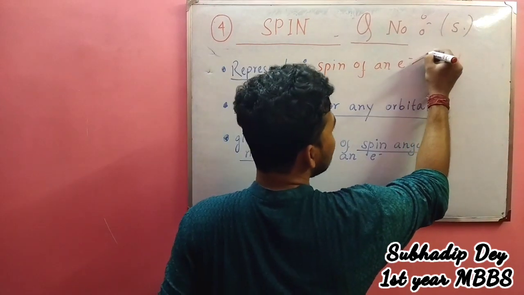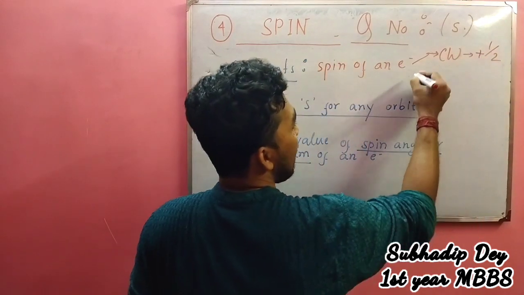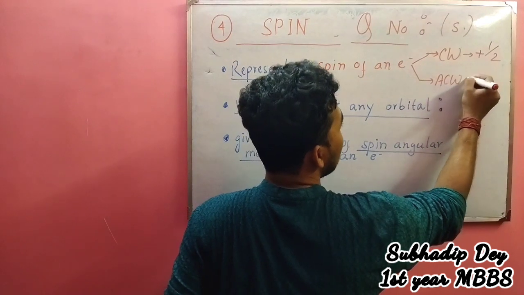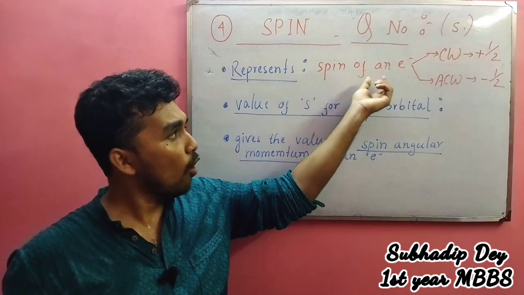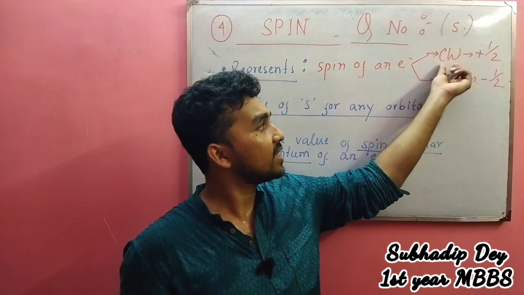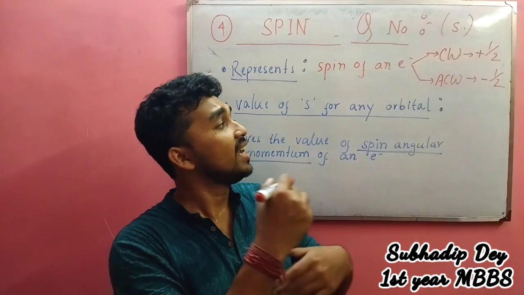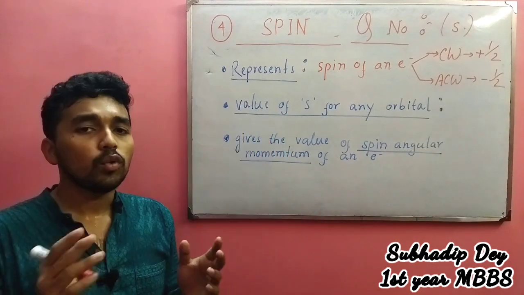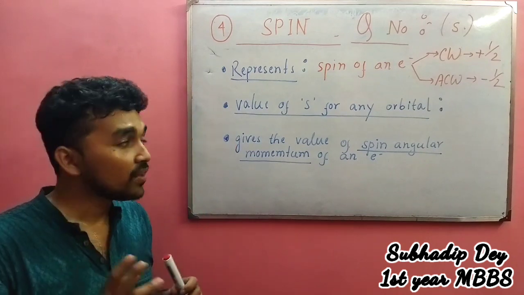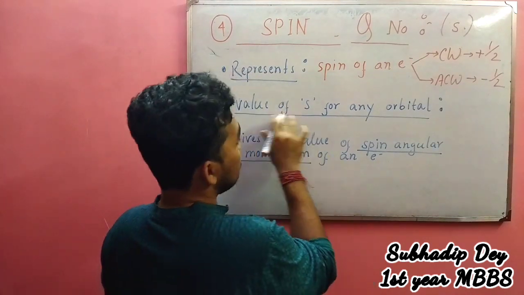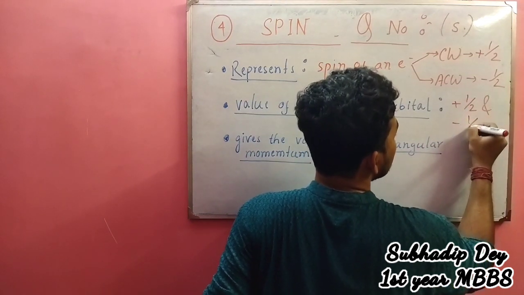So for clockwise direction, it is always plus half, and for anti-clockwise direction it is always minus half. You see, the spin of an electron, if in clockwise direction it is plus half, and the spin of an electron in anti-clockwise direction is represented by minus half. So what do we know? Within any orbital the number of electrons is always 2, and for those 2 electrons the value of s will be plus half and minus half.